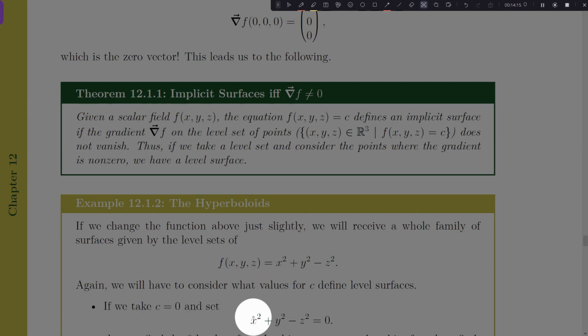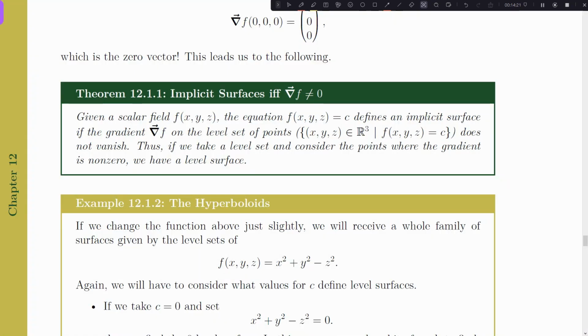Okay, so taking c equals 0 and setting it equal to 0, we're going to get a surface, but let's take a quick step back and ask ourselves the question, what is the gradient of f at the point 0, 0, 0?